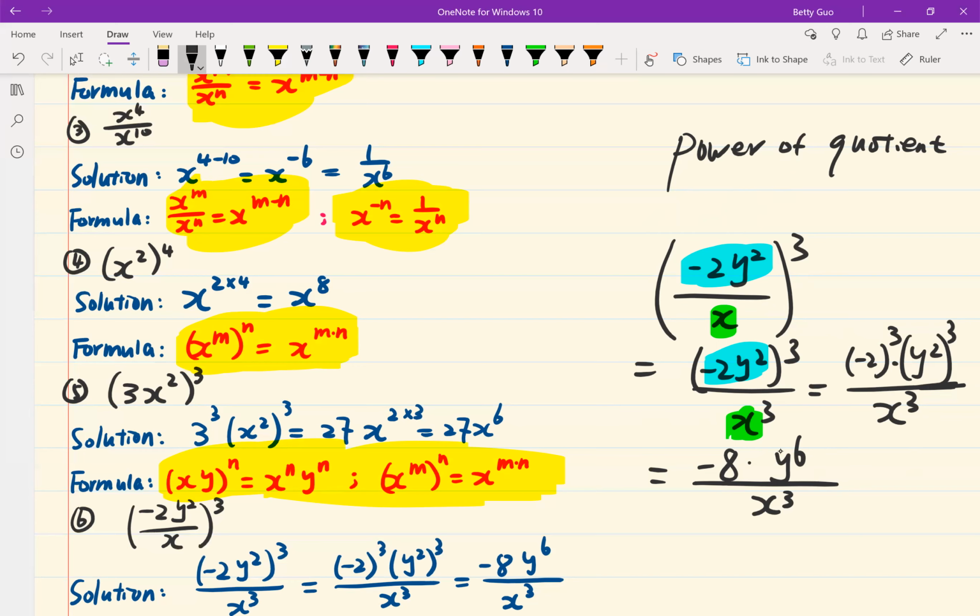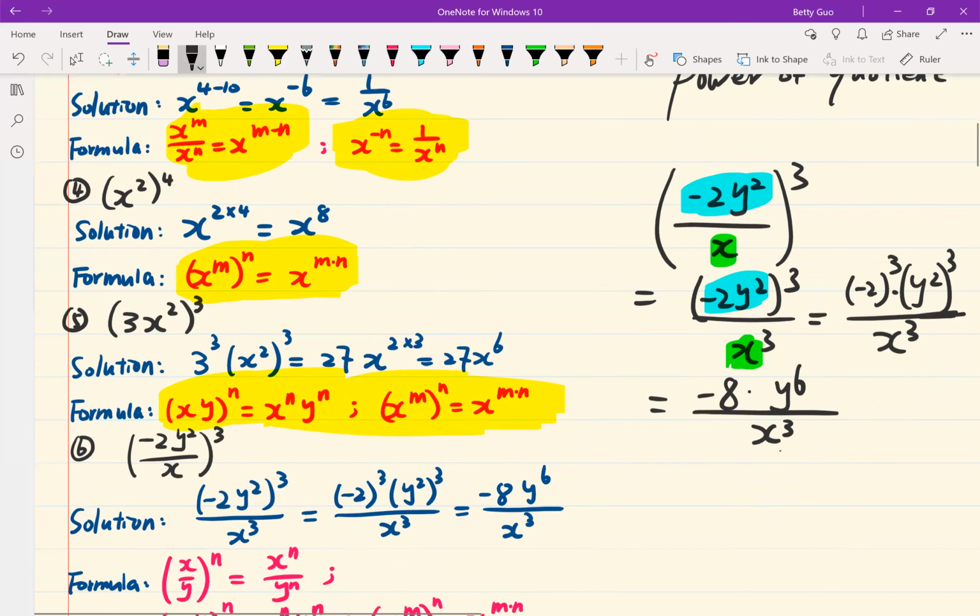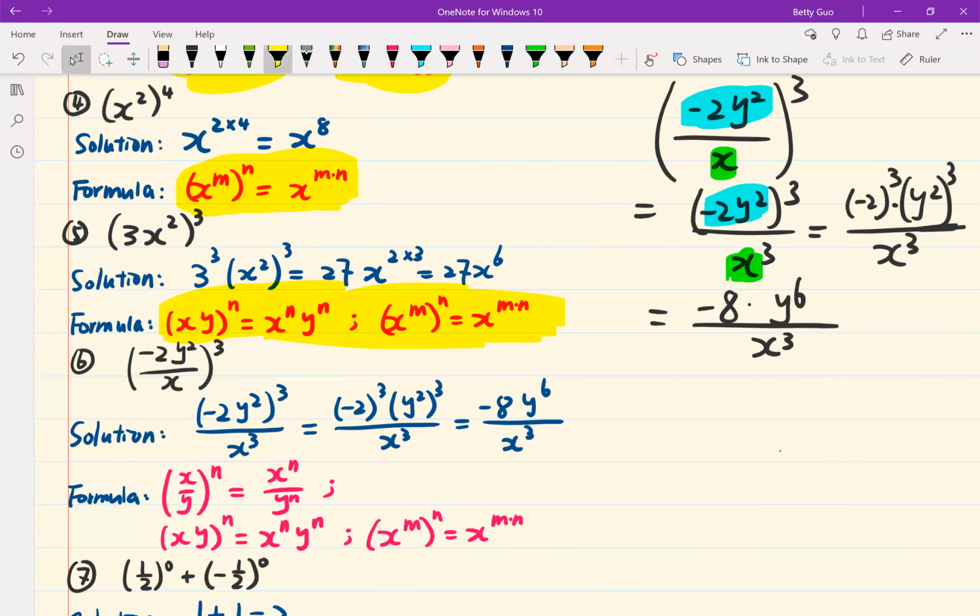This problem, actually, we applied the quotient rule. So we firstly applied the power of a quotient, and then we applied the power of a product, and also we applied the power rule. So we applied 3 formulas for number 6.